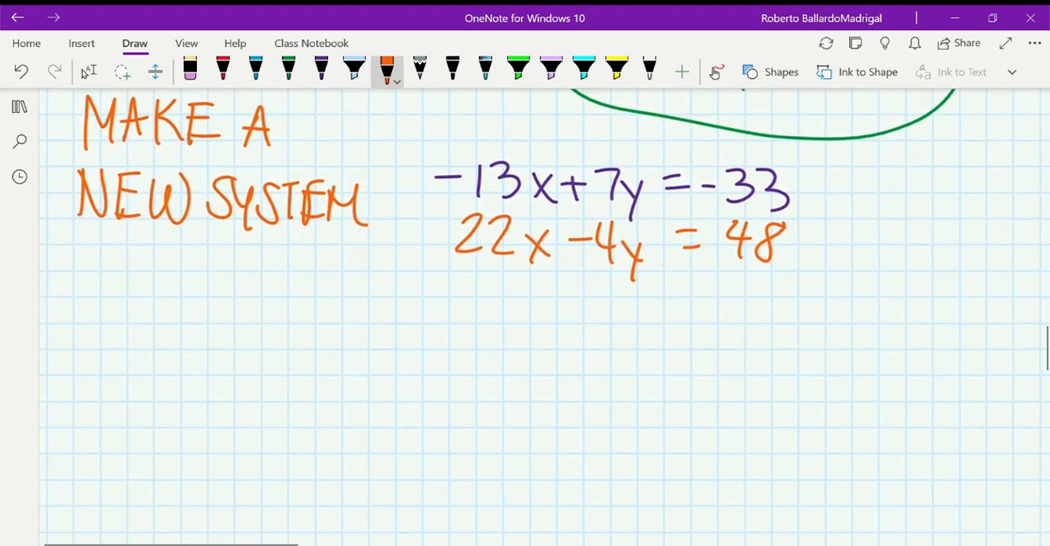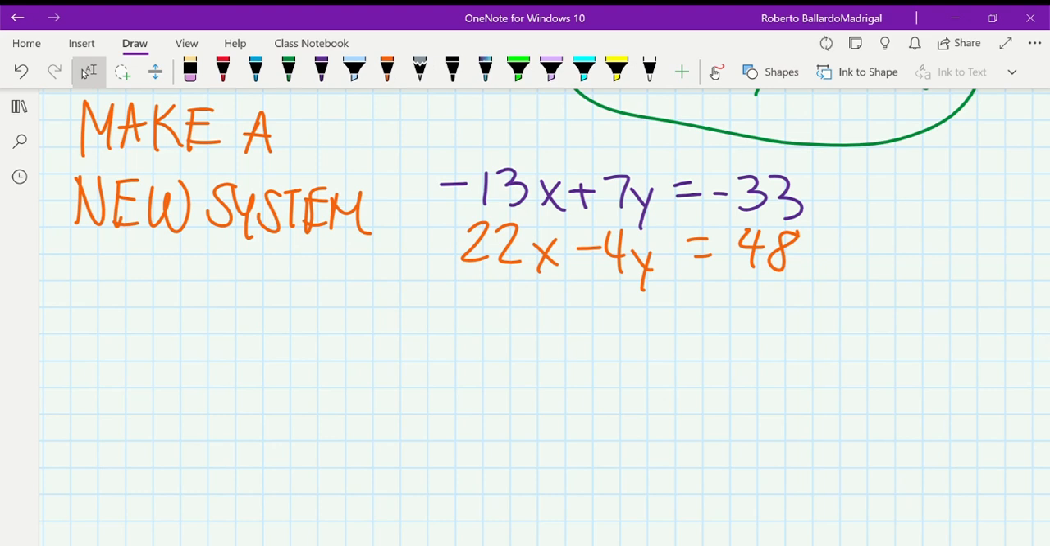Okay, you know, okay so far? All right. We're going to use elimination again. And this time, look at the numbers that we are given. These numbers are not pretty, so you got to pick wisely. Should we eliminate the x's or should we eliminate the y's? What would be easier to find? A multiple of 13 and 22 or a multiple of 7 and 4?